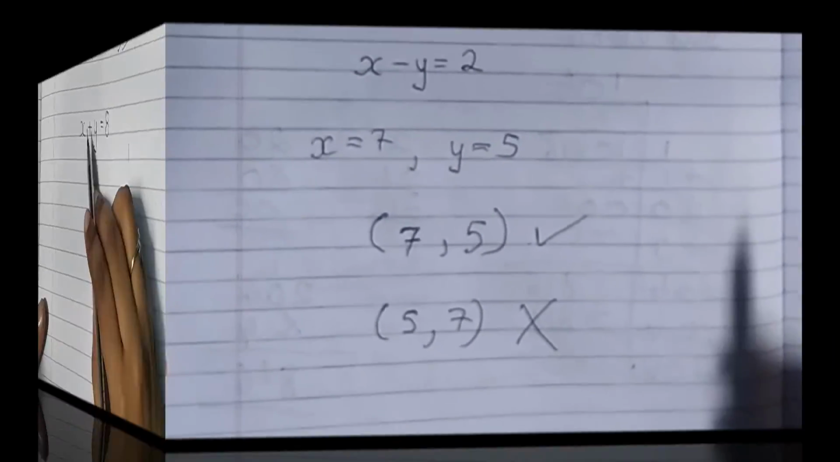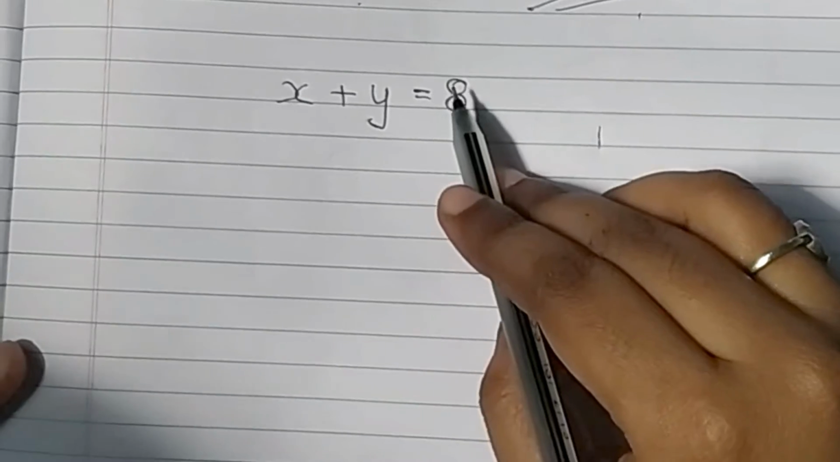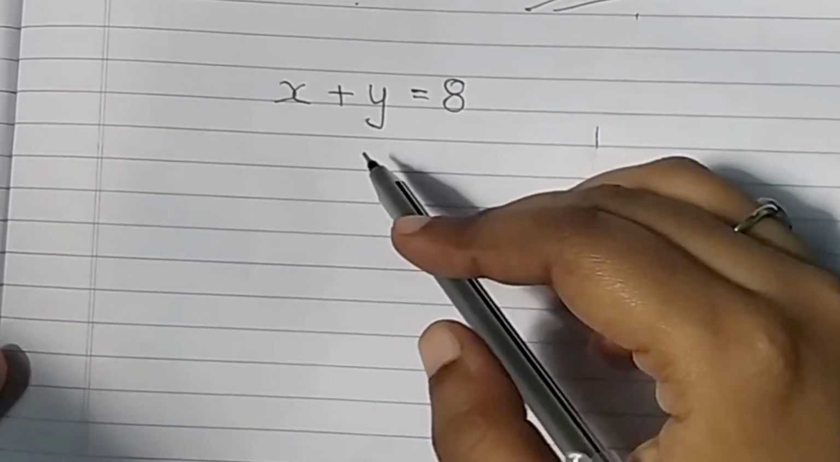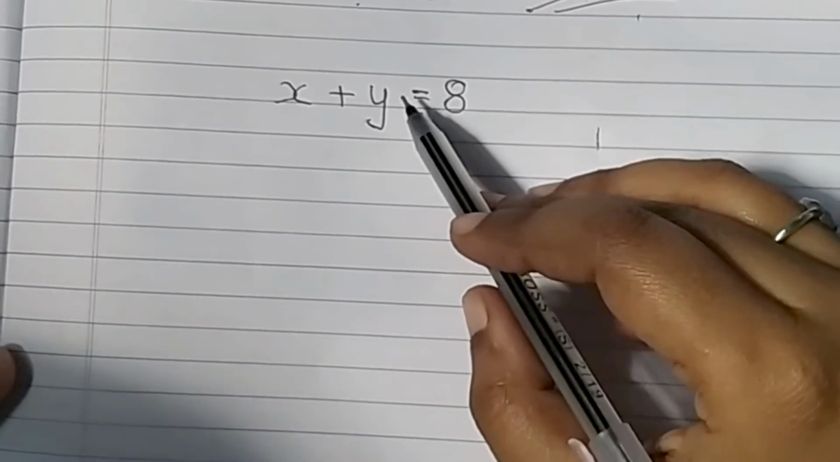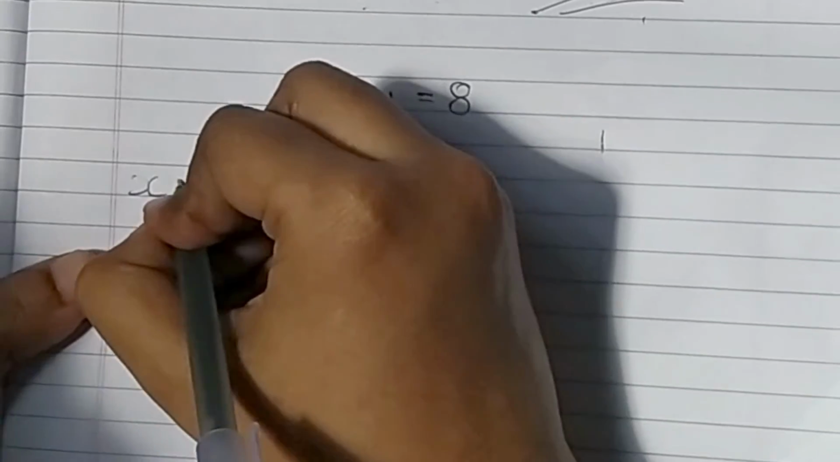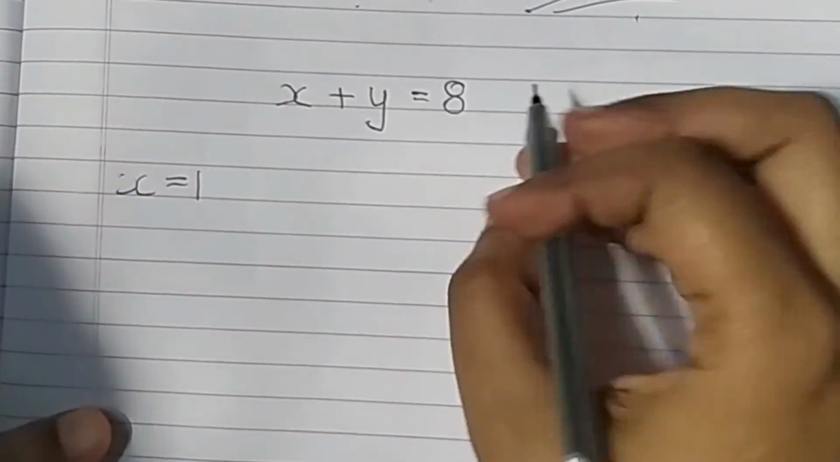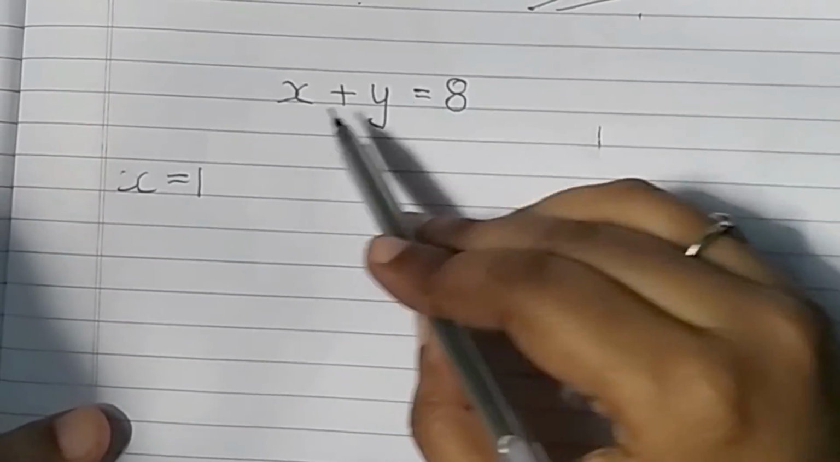Now here is an equation in two variables, that is x + y = 8. If I tell you to find the solution of this equation, the values of x and y, then we will get many solutions. See, if we write x = 1, then what will be the value of y? 7, right? If x is 1, y will be 7.